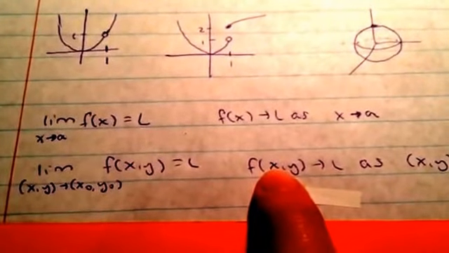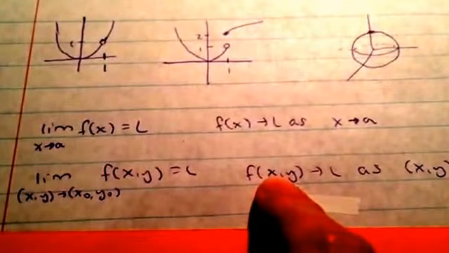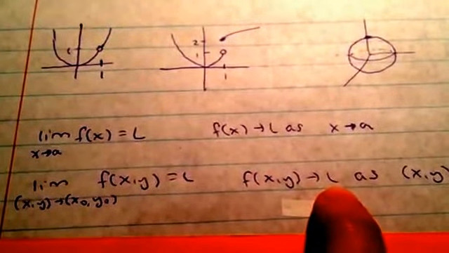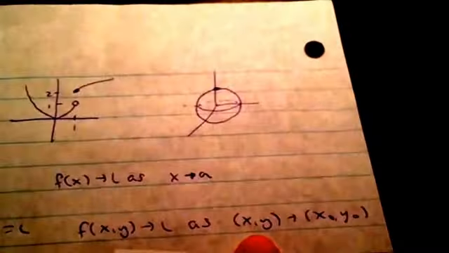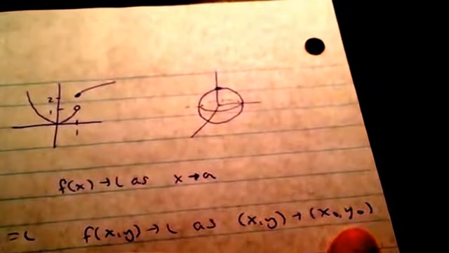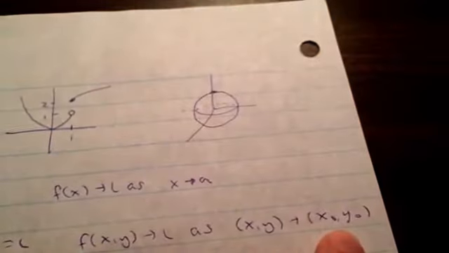So f of xy, the function value, approaches some L, the z value, as the ordered pairs xy approach some ordered pair, and again these would be numbers, x naught, y naught.